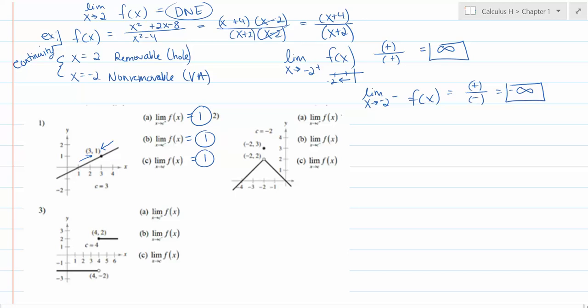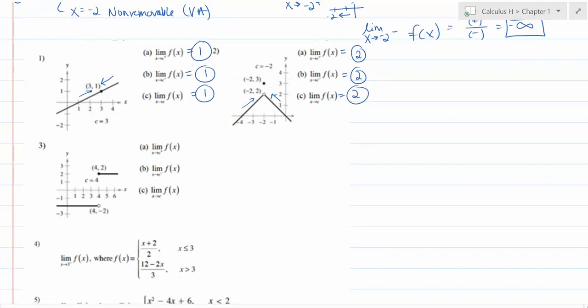Alright, the limit as x approaches c from the right-hand side looks like it's going to be 2. As we approach from the left-hand side, it is also 2. Therefore, the limit equals 2. Number 3, as we approach c from the right-hand side, it looks like it's going to equal 2. As we approach from the left-hand side, it looks like it's going to equal negative 2. Therefore, our limit would not exist because we have different values from the left and right-hand side.